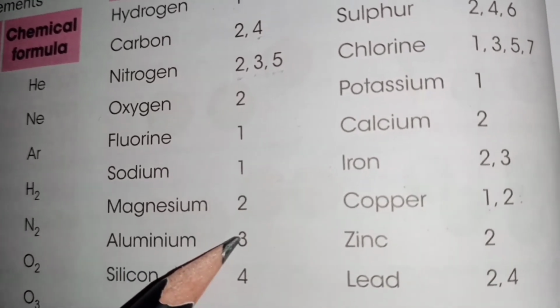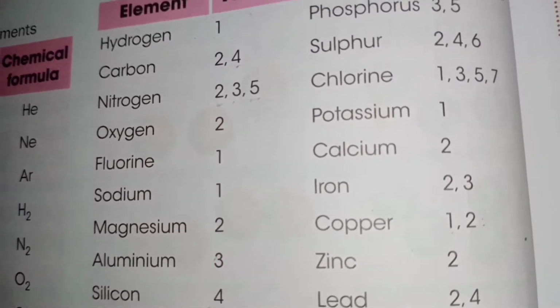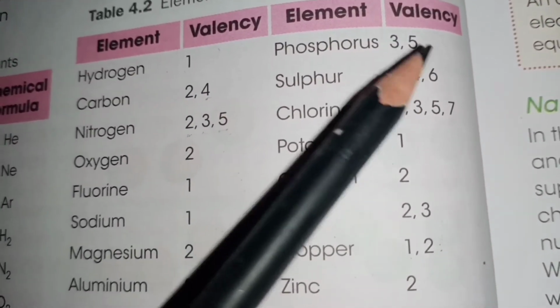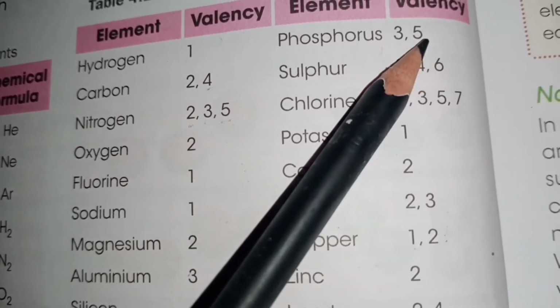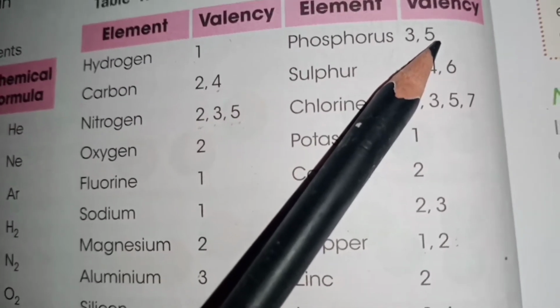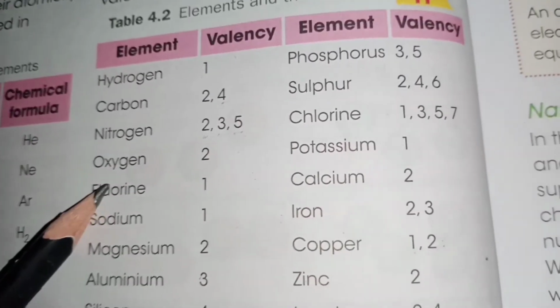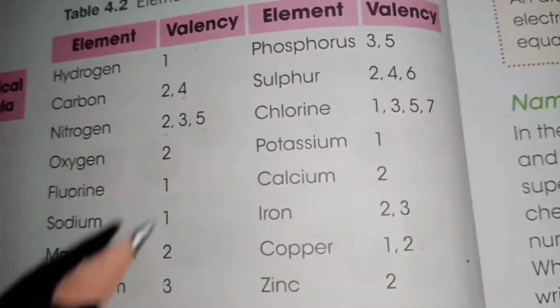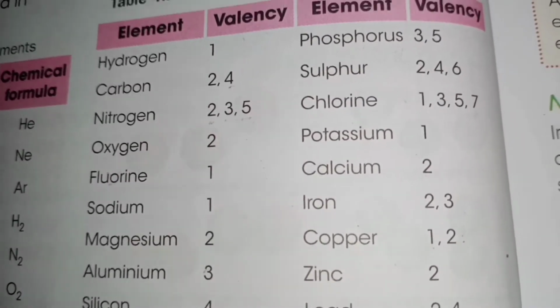Aluminium is trivalent. Valency 4 means it is tetravalent. Phosphorus has valency 3 and 5, that means it is trivalent and pentavalent. It depends upon the combining capacity. These are the elements and these are their valencies. Now let's see the other.